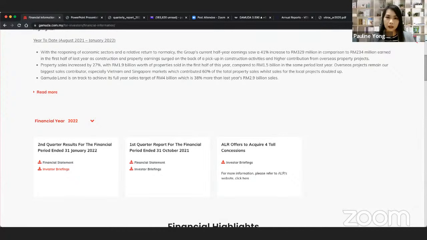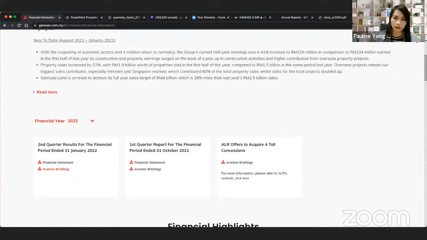Some companies have their financial year end the same as their calendar year end, meaning their financial year end is December 31st. Okay, so there's no problem. However, in this case, Gamuda has a different financial year end. So can anybody calculate a little bit and tell me when the financial year end is?